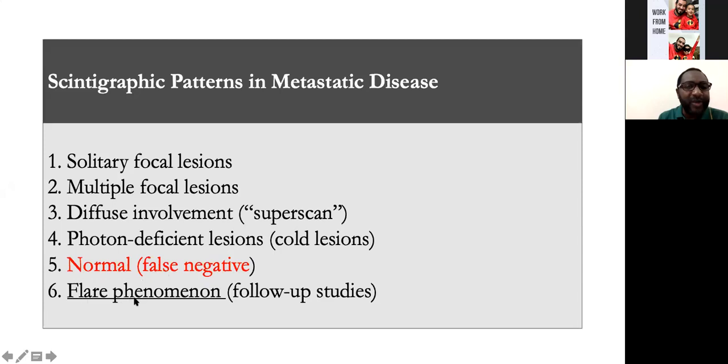Now, there is also a phenomenon called the flare phenomenon, and this happens when a patient with metastasis undergoes therapy, and there's flaring of metastasis where you will see an increase in number and an increase in size of the metastatic lesions. This is not showing progression of disease, but instead it is telling you that the disease is flaring because of therapy. Again, I'm showing you those images in my subsequent slides. So these are the 6 presentations of metastasis in the skeleton on a bone scan: focal lesion, multiple lesions, superscan, cold lesion, a false negative, and of course a flare phenomenon.